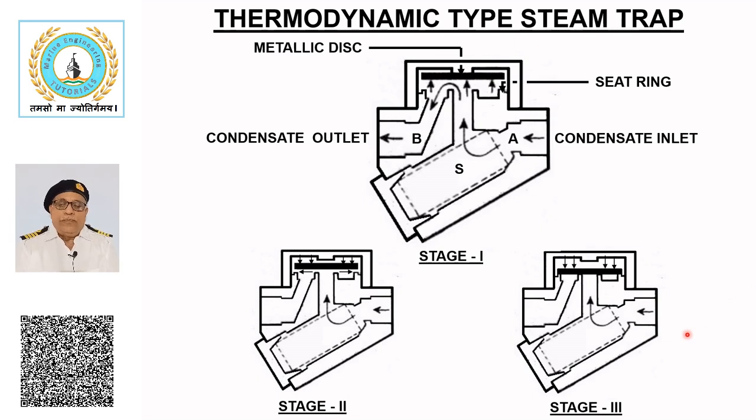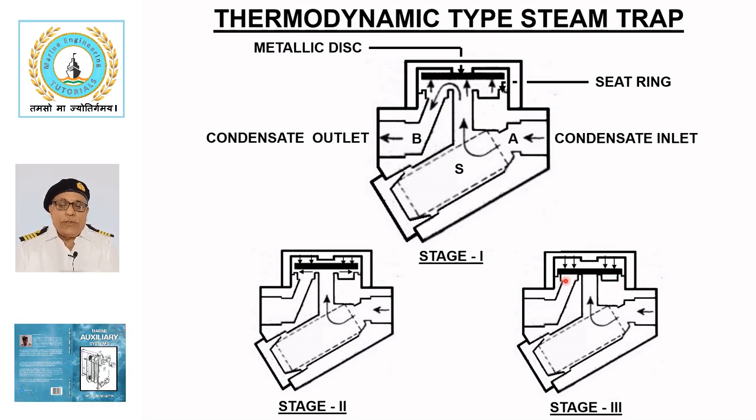Stage 3 shows a closed valve with steam pressure acting on top of the disc. To start the next cycle, an orifice is provided on the seat ring which reduces the dynamic pressure acting on the disc. If the condensate is present, it gets discharged. Otherwise, the valve closes again.